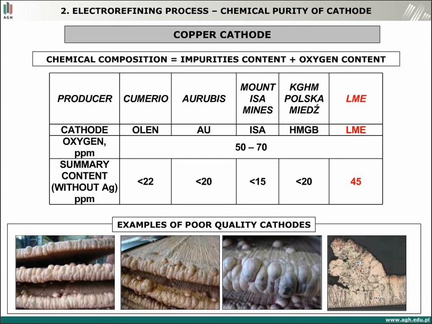Of course, these dendrites are rich in all sorts of impurities, making these cathodes useless for further processing into products intended for electrical applications. These cathodes may be used for copper pipes, but their level of impurities eliminates them from high conductivity electrical applications. In conclusion, I'd like to emphasize that for electrical applications, especially high conductivity ones, the choice of cathode as a feedstock for further processing has a fundamental meaning because, as I mentioned earlier, the chemical purity of primary copper is crucial for its electrical conductivity.